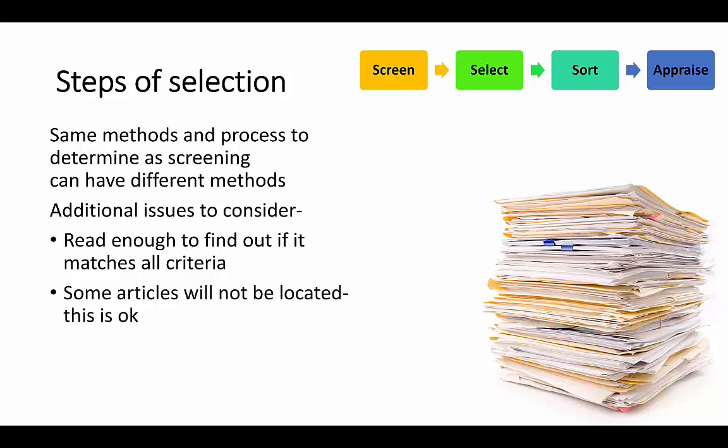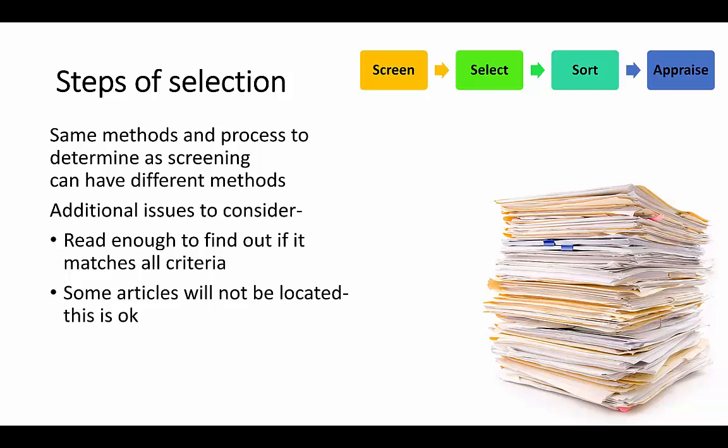For selection, this is where you're looking at the full text. It has very similar steps and things that need to be answered. The difference here is you've got to come up with those exclusion reasons so that everybody's marking them the same way as you go through.